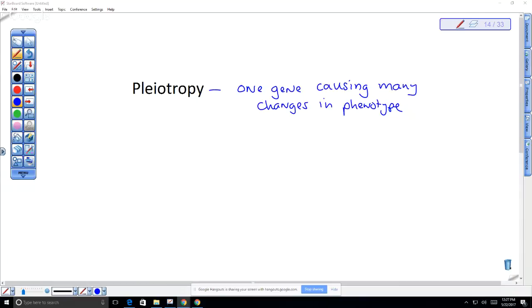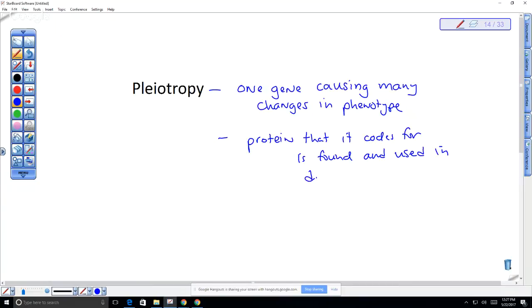That is found in different parts of the body. So the protein that is coded for is found in different parts of the body. So maybe found and used in different parts of the body.